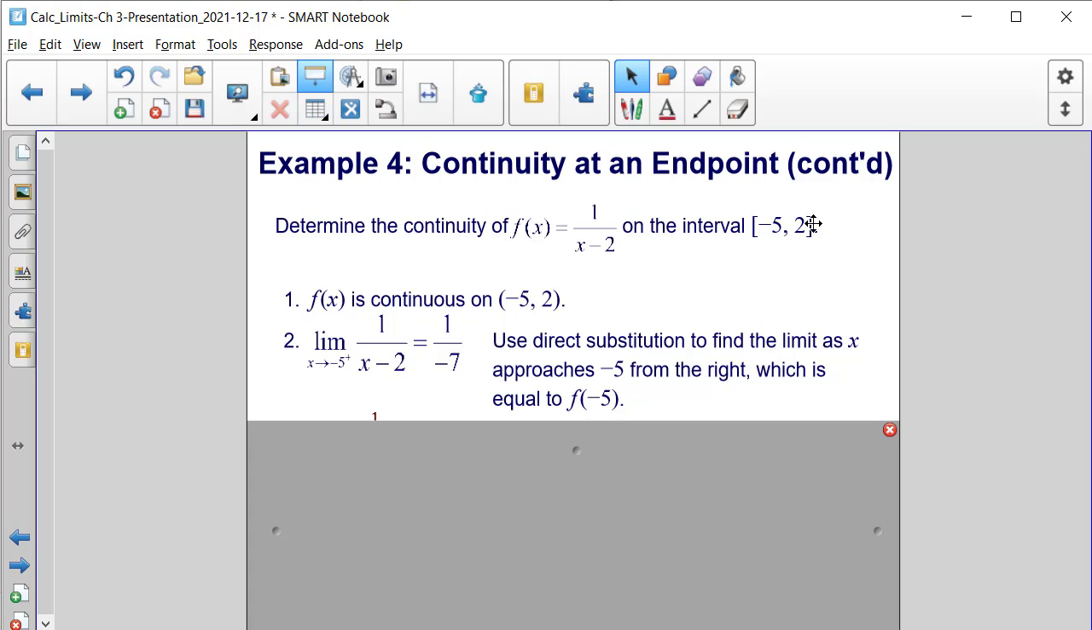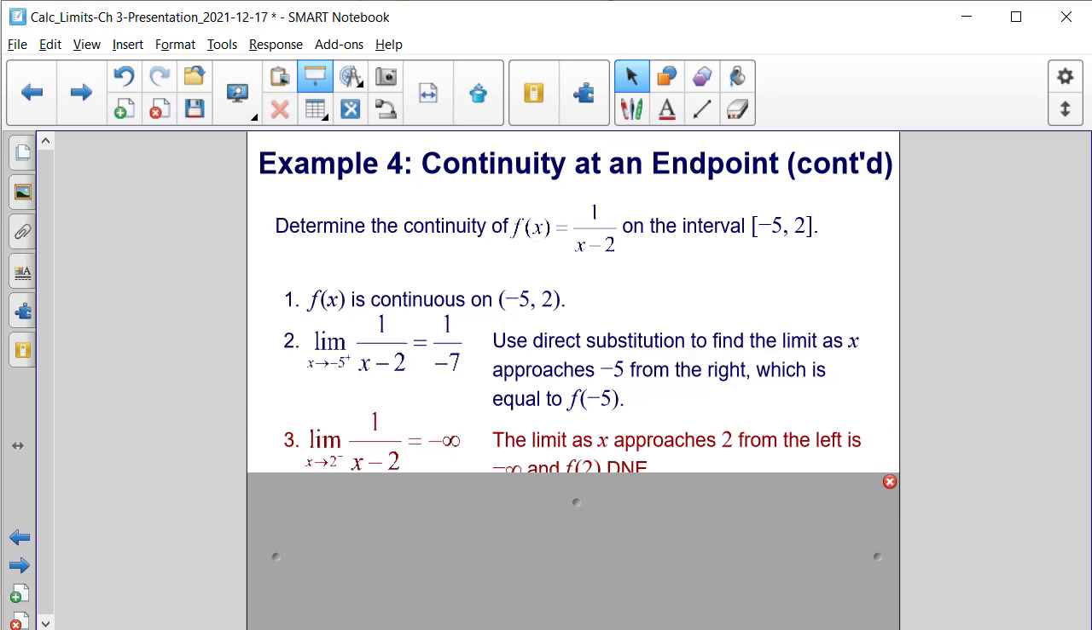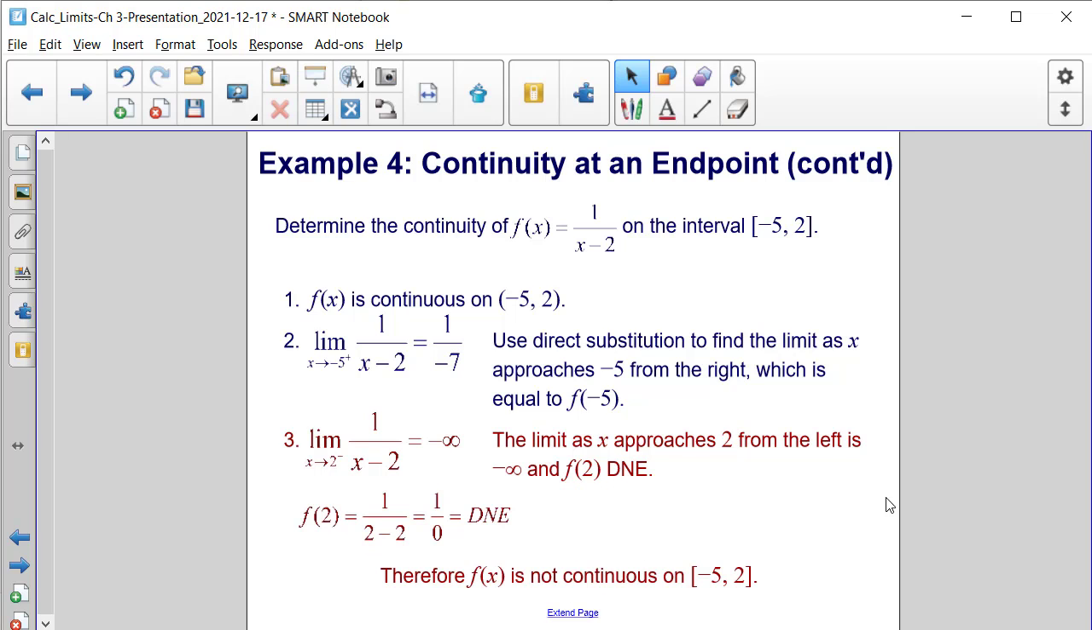Now we also have to look at +2. So now we have to take the limit of 1 divided by x minus 2 as x approaches 2 from the left, and that's actually approaching -infinity. So the limit as x approaches 2 from the left is -infinity, and the function value at 2, you would get 2 minus 2, which is 0. It does not exist, it's undefined. So therefore, f of x is not continuous on this closed interval on both sides from -5 to +2.